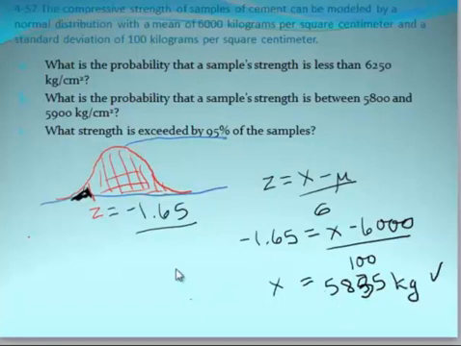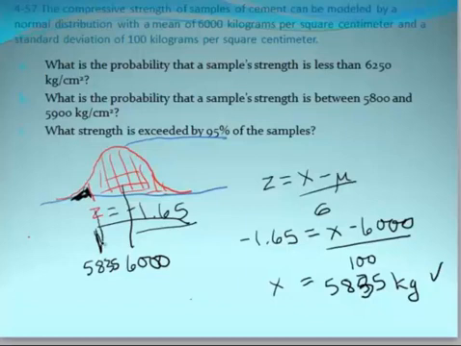Now, if you really want to see how x is applying here, the z characteristic is minus 1.65, and that's the same as if we had a mean at 6,000 kilograms and a sample that was 5,835 right at that point. Then 95% of the samples would have a strength that exceeded this 5,835 kilogram value.